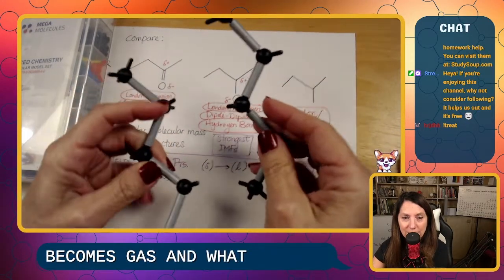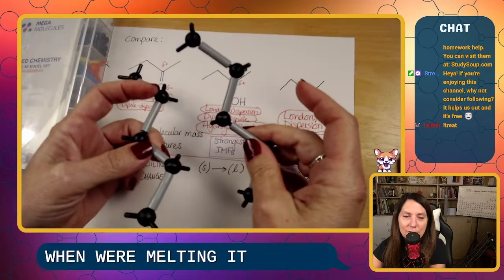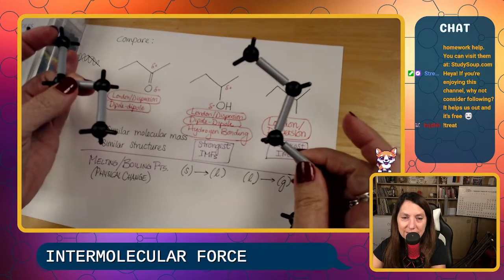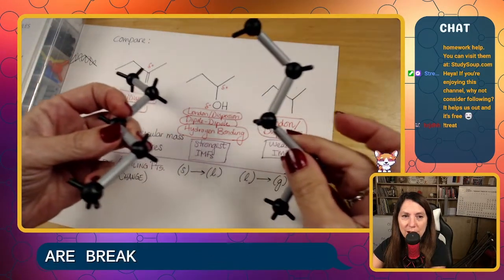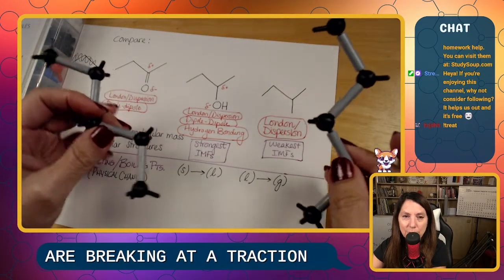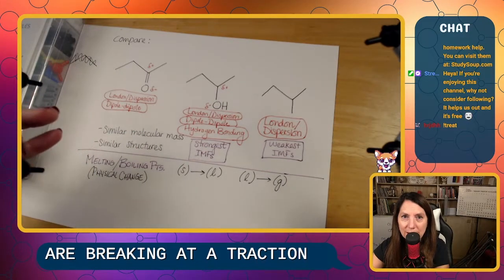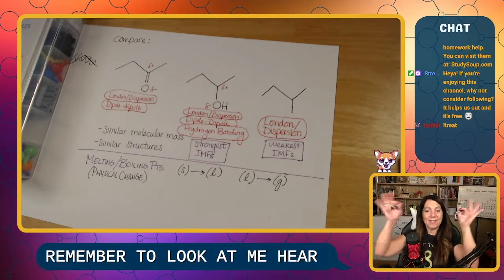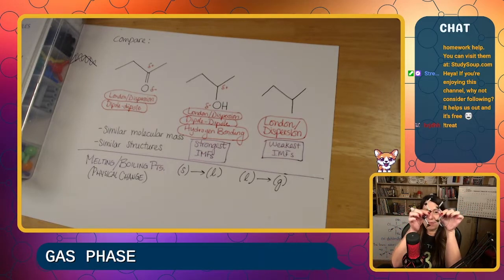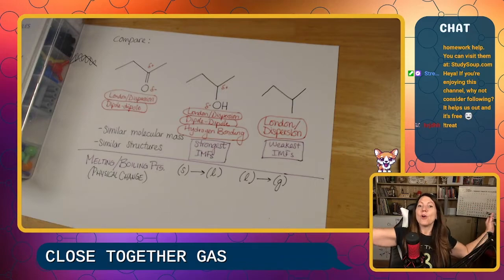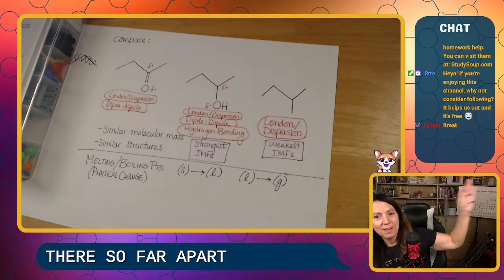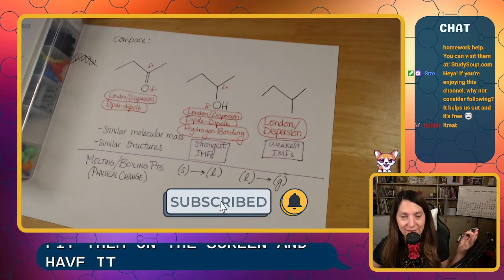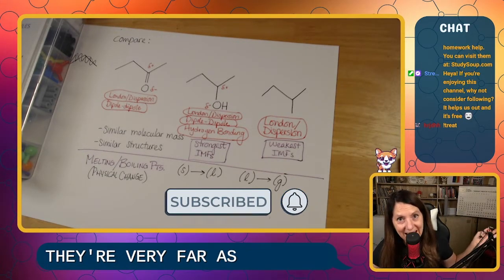And what are we doing there? When we're boiling it, we are actually breaking the intermolecular forces. We are breaking that attraction between the molecules, and we are separating them. And remember, now look at me here. Okay, gas phase, liquid phase: in the liquid phase, they're close together. In the gas phase, they're so far apart. I can't even fit these molecules on the screen and have it be relevant. Okay, they're very far apart when they're gases.